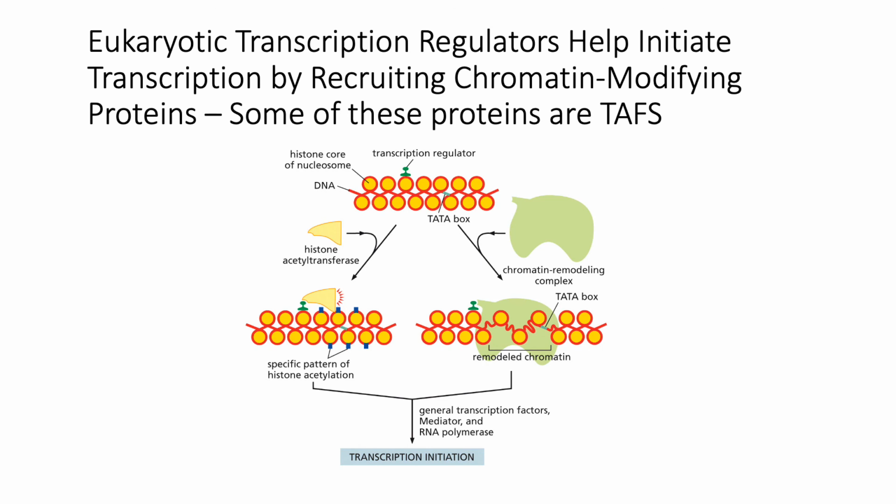And so what it says here in the title, eukaryotic transcriptional regulators, and those regulators can be the promoter-specific transcription factors and the TAFs, help initiate transcription by recruiting chromatin-modifying proteins. Some of these proteins are TAFs. The promoter-specific transcription factors don't have the activity. They bind to DNA, but then they bind to the TAFs, which probably activates them, and then these TAFs have this kind of activity.